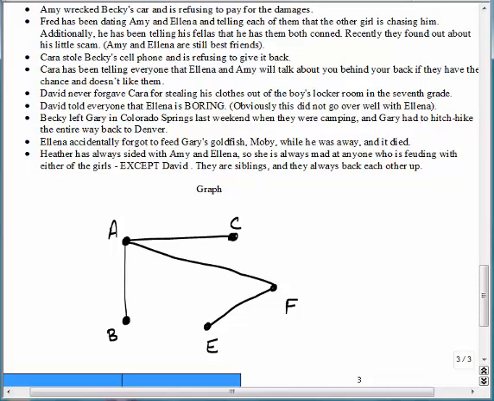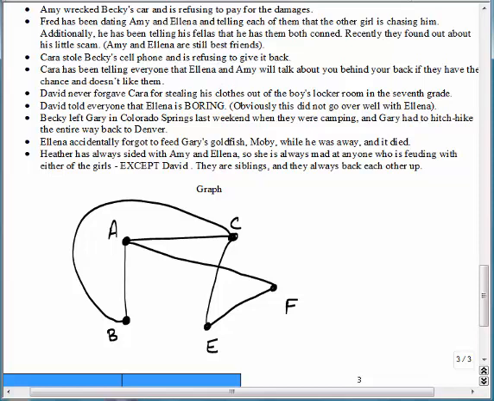Alright, next, Cara stole Becky's cell phone and is refusing to give it back. So Cara and Becky shouldn't be in the same car together. So we'll connect those two. Cara has been telling everyone that Elena and Amy will talk about you behind your back if they have a chance, and she doesn't like them. So Cara doesn't like Elena. The same thing with Amy. So we've already got Cara and Amy connected. Now we just need to connect Cara and Elena.